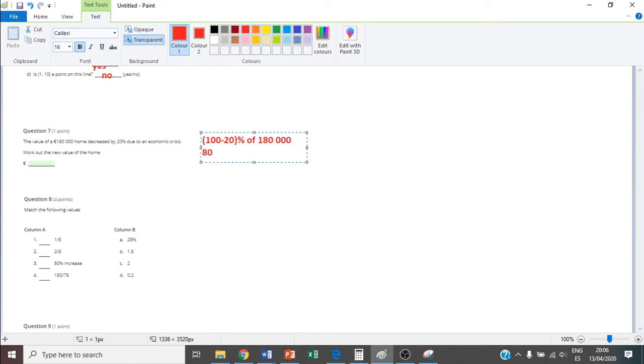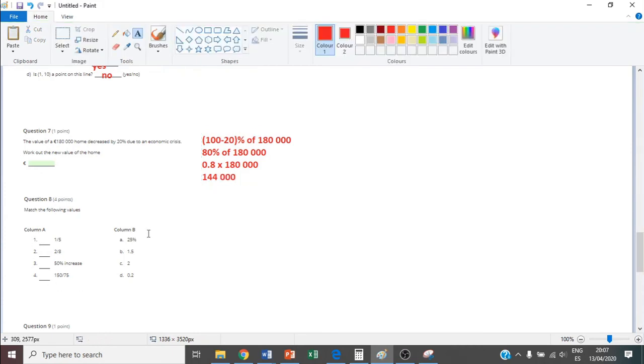I'm doing 80% of 180,000. Let me just fill in that "of" means 80% times 180,000, but it's probably easiest to convert that to a decimal. 80% is 80 divided by 100, that's 0.8 times 180,000. And you can go ahead and calculate that out. That's going to be 144,000.